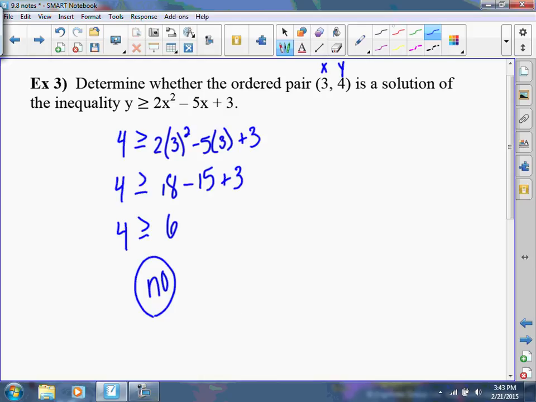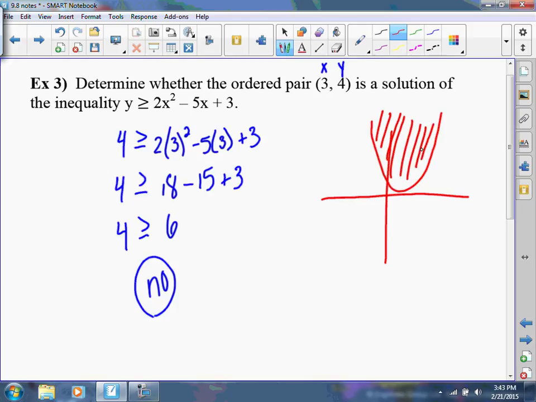So that means if I did actually graph this parabola, I'd have to make my table of values, and I'd have to have a solid line. And I think the parabola would open up, and it's going to be greater than, so we would shade inside of it. And then our ordered pair 3, 4 ends up actually being outside the parabola. The shaded region, remember, is where our solutions are. So if this ordered pair is outside that shaded region, it means that no, it's not a solution. So we could graph it and get our answer that way too, or we could do the work algebraically.